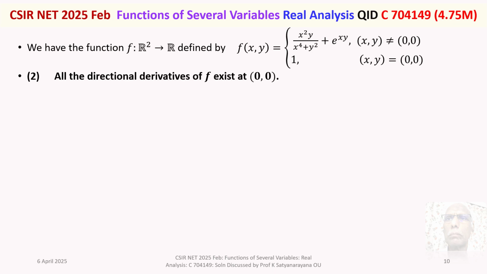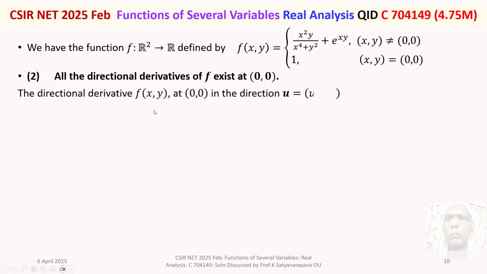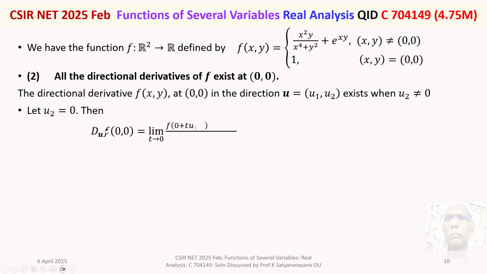We are continuing option 2. We have already seen the directional derivative of f(x, y) at (0, 0) in the direction of u, the ordered pair (u1, u2), exists when u2 is not equal to 0. Let's now suppose u2 is equal to 0. Then in the direction of u, which is (u1, u2), but u2 you have taken 0, therefore the direction of u is (u1, 0).